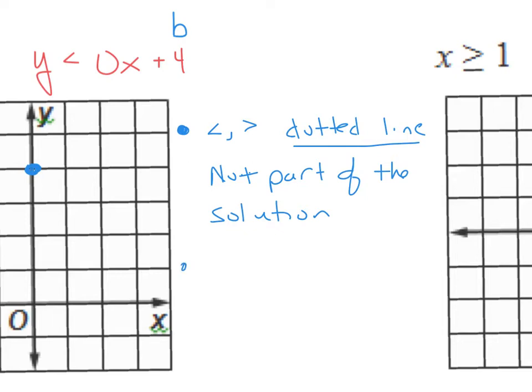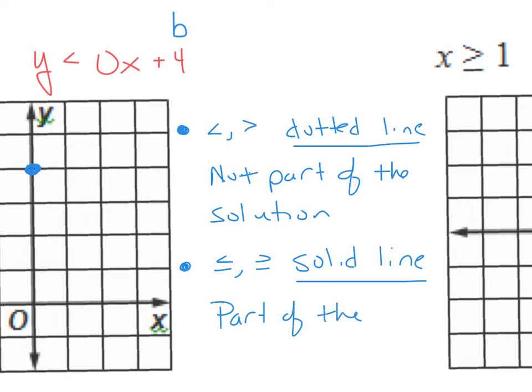The second point that we're going to put here is if it has an equal sign on it. So if it's less than or equal to or greater than or equal to, it's going to be a solid line, and that means part of the solution. So it's kind of the same thing. Remember, we used to have an open circle and a closed circle. It's the same concept, but now we're going to have a dotted line and a solid line.